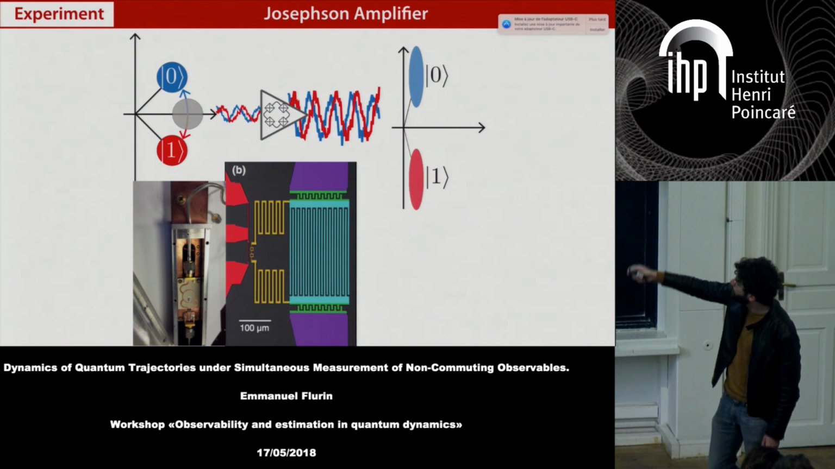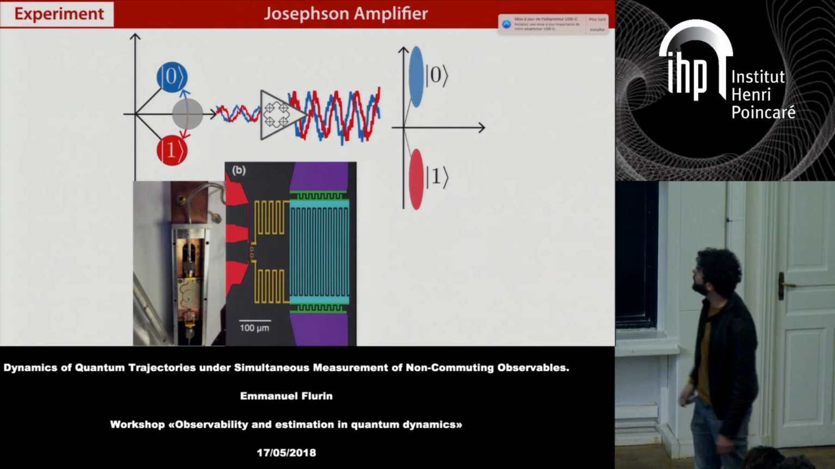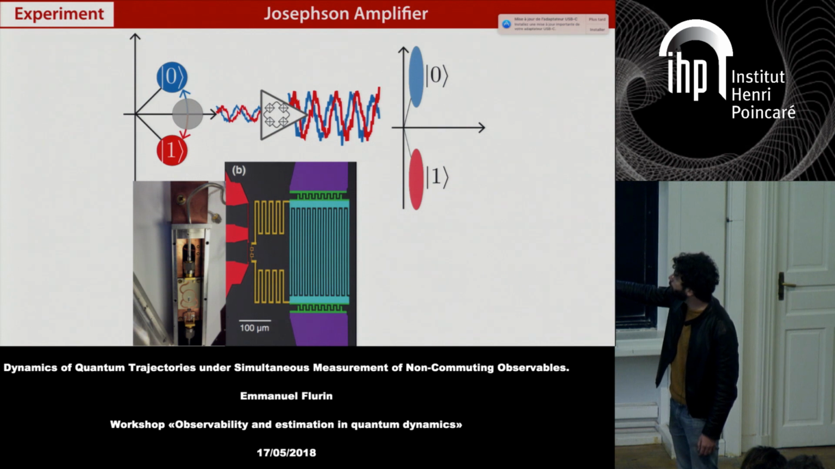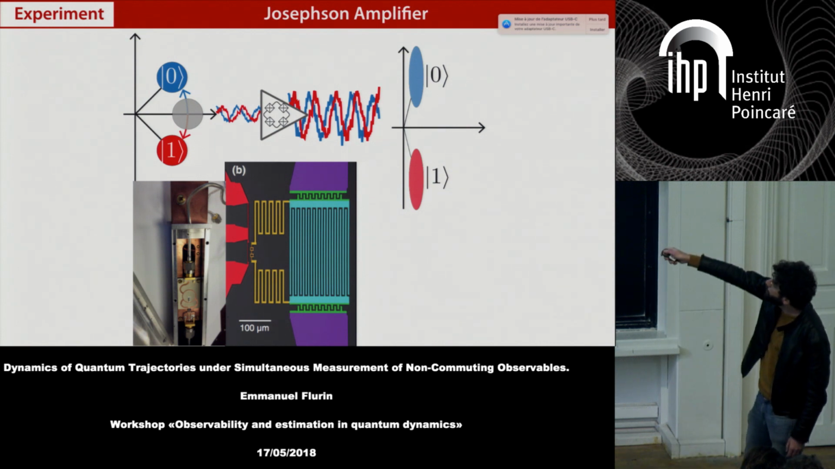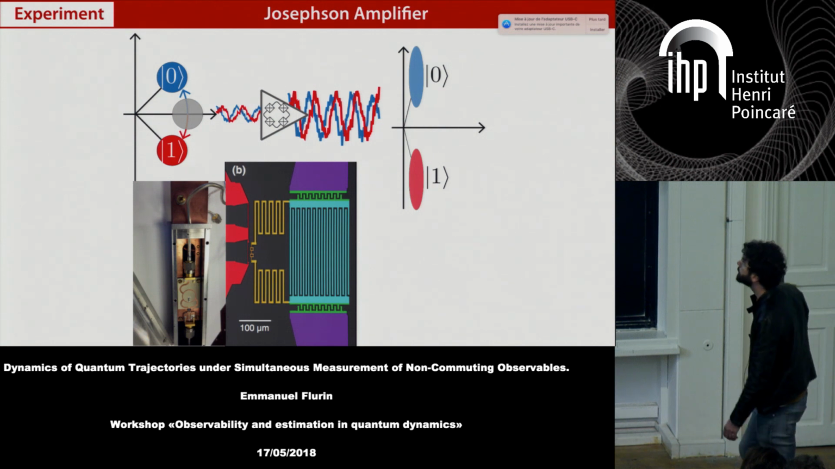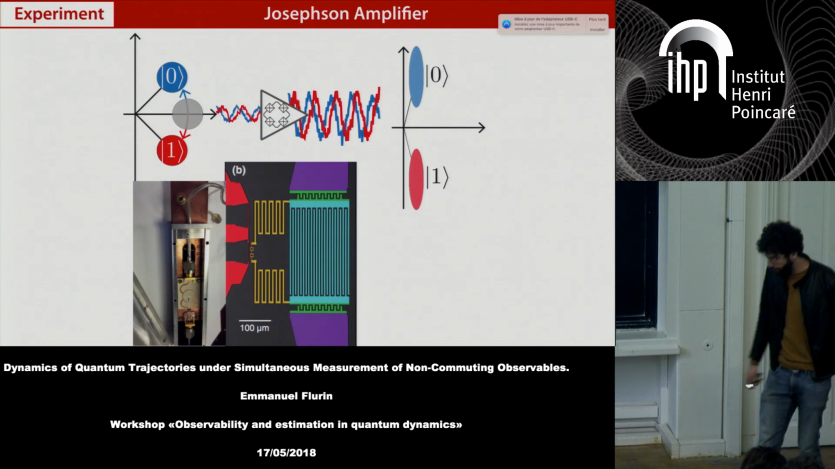So in our case at Berkeley, the amplifier looks like that. There is a SQUID, which is the key part of the circuit once again. And so here we can perform a homodyne detection of the input signal. Okay, so that's for the experimental part.